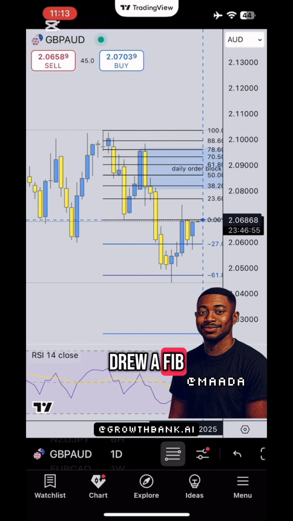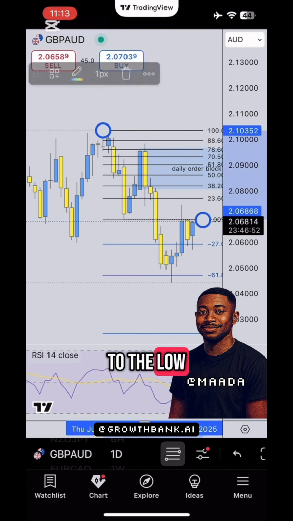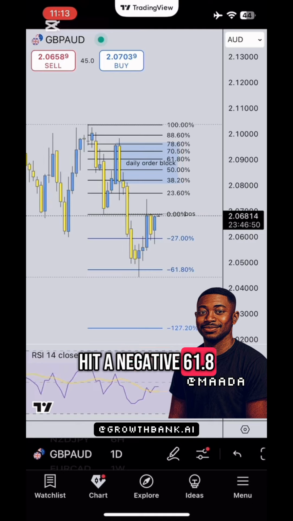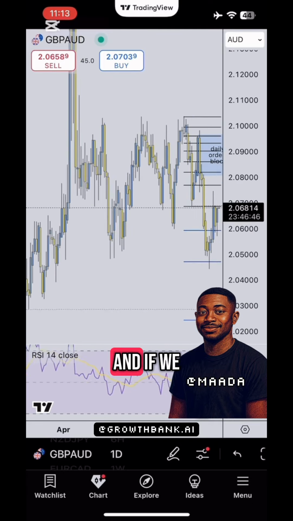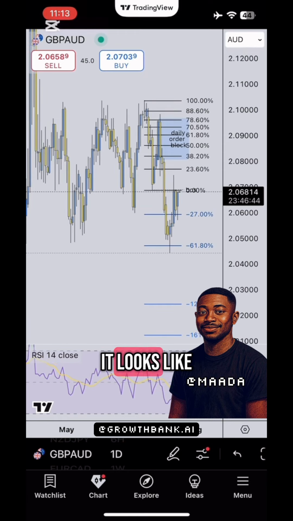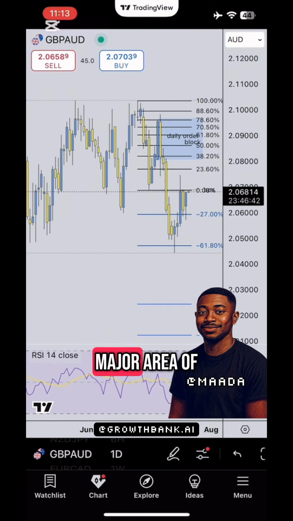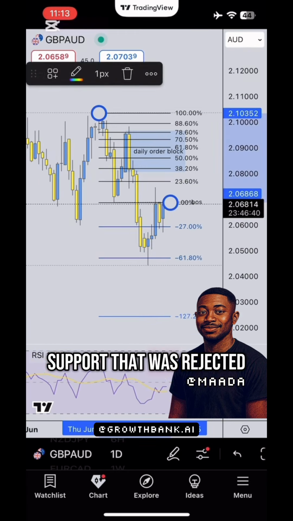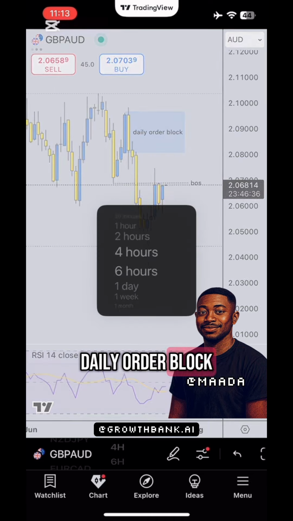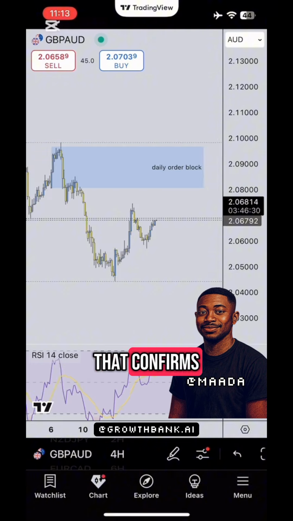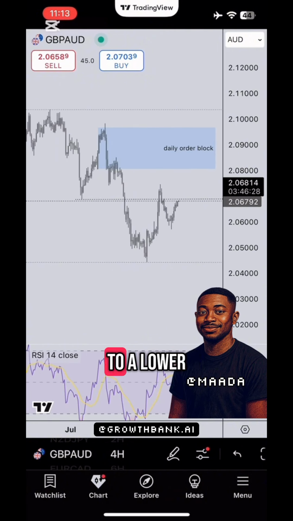So what I did is I drew a fib from the high to the low, and it actually looks like we hit a negative 61.8, which generally means a reversal zone. And if we look at the top, it looks like it was a major area of support that was rejected. So again, we're going to look for buys into that daily order block. That confirms. Okay, so now let's go on to a lower time frame.